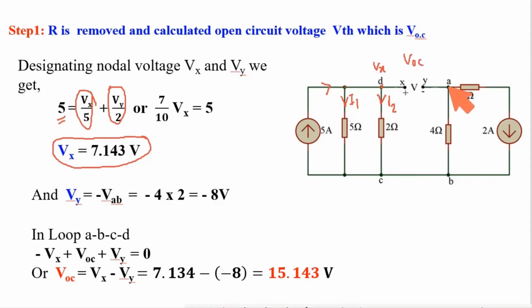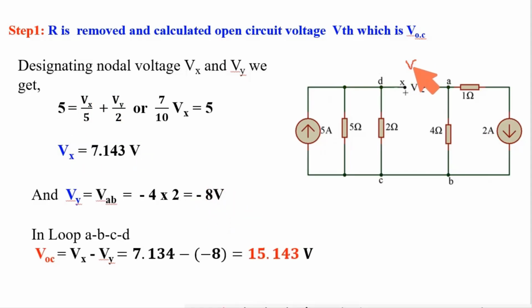Now the potential at this point, Vy. Now this Vy is equal to VAB. Here the current is flowing through this path. When this is the direction of the current, here it will be positive, here it will be negative. So Vy will be minus of 4 multiplied by this current. So minus of 4 and this current, the value of the current is 2. So Vy is equal to minus 8 volt.